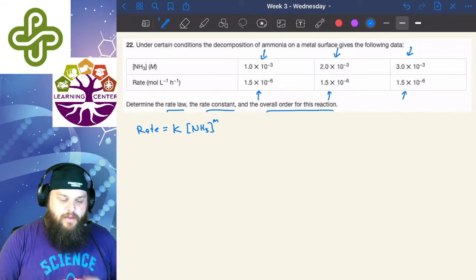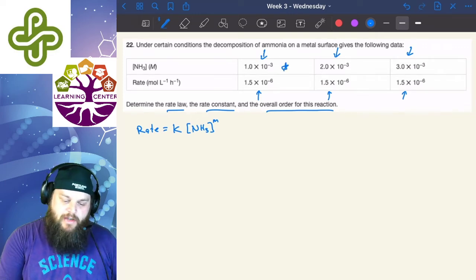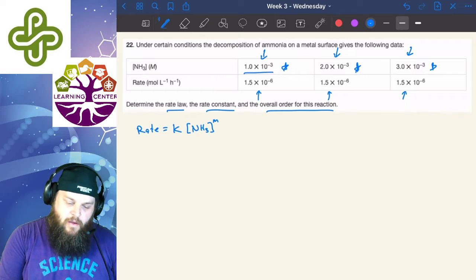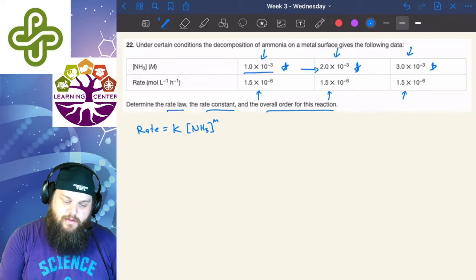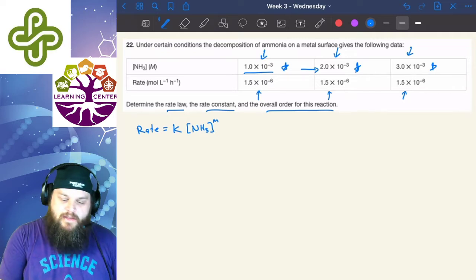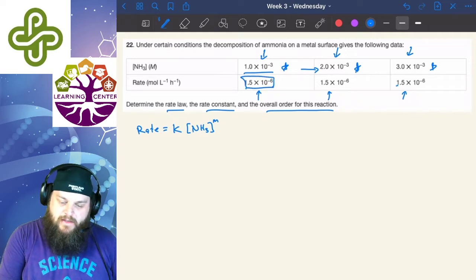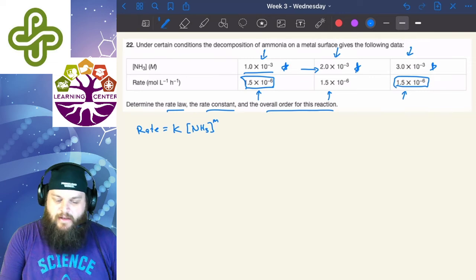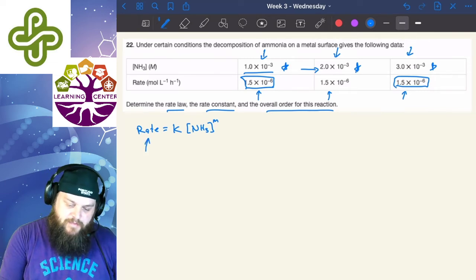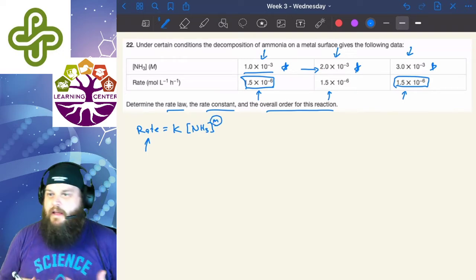And one of the ways we do that is we look at how the change in concentration affects the rate. So in this case, we can see when the concentration doubles, going from its initial 1.0 times 10 to the negative 3 to 2.0 times 10 to the negative 3, we can see the rate stays the same. In fact, the rate stays the same up to 3 times 10 to the negative 3. So since the rate is always constant in this case, the only way for that to work is for m to equal 1.